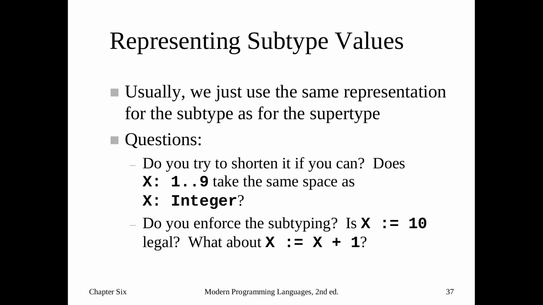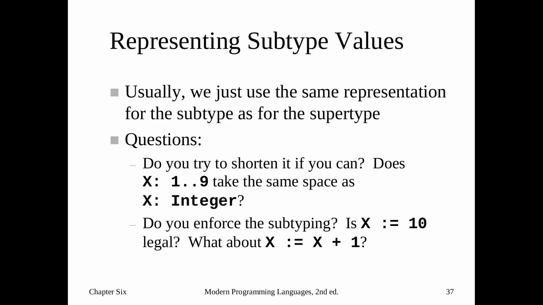Representing these subtype values, usually we just use the same representation for subtypes as we did for the supertype, but if we can access deeper level constructs, we can actually reduce this. What we're trying to do is make it more efficient in memory. So the question becomes, do we want to try to shorten it if we can? For example, if we have a range of 1 to 9 that is an integer range, does it take the same space as an actual integer?